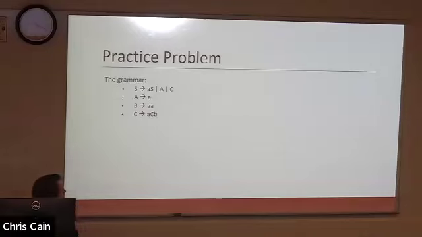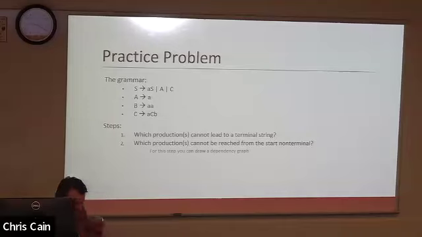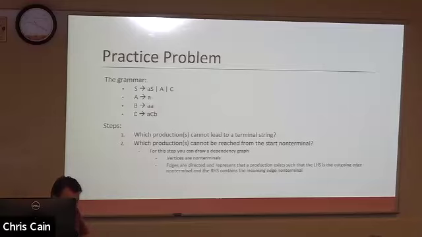So this whole thing is just equivalent to S arrow AS or A. It's kind of ridiculous. So steps involved: which productions can't lead to a terminal string, and which productions can't be reached from the start non-terminal. You can think of this kind of like a dependency graph, which looks basically exactly like an automata. So your vertices are your non-terminals, and the edges are directed, representing that a production exists that leads you from the non-terminal at the start of the arrow to the non-terminal at the end of the arrow.